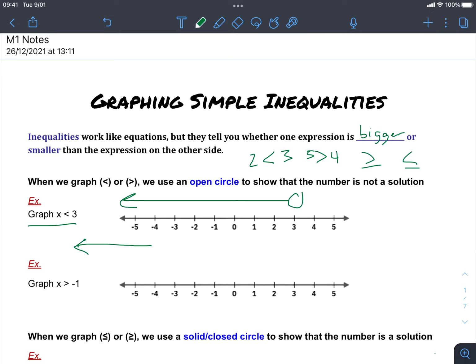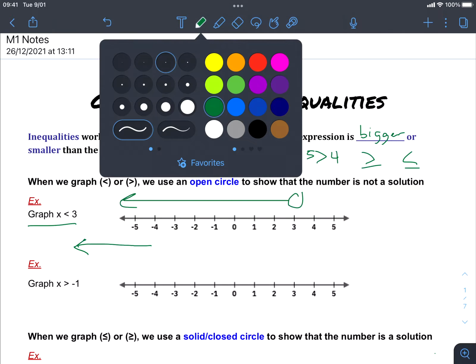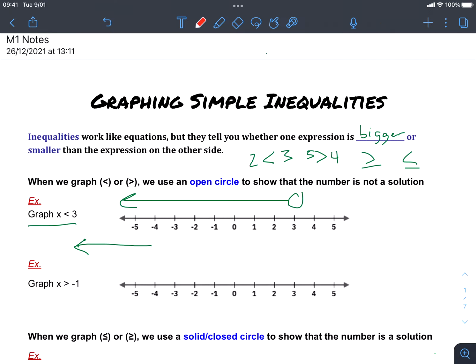On the other hand, if I'm working with something like x is greater than -1, I'm going to put an open circle on -1 again, and then my inequality looks like this. And if I put a line to make it look like an arrow, it's telling me to go to the right. So I would go to the right.